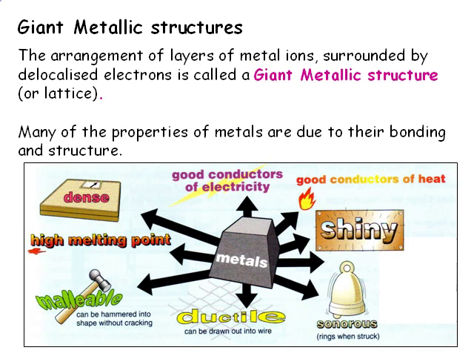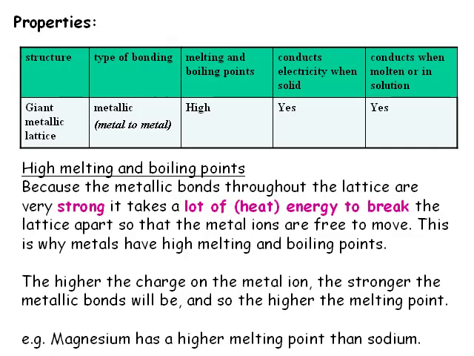The typical properties of metals are explained by this structure: the high melting and boiling points, their ability to be bent into shapes and drawn out into wires, that's being malleable and ductile respectively, and their ability to conduct heat and electricity effectively when both solid or liquid. The high melting and boiling points are easy to explain. Metallic bonding is strong, so lots of heat energy is required to overcome the metallic bonds throughout the giant metallic structure.